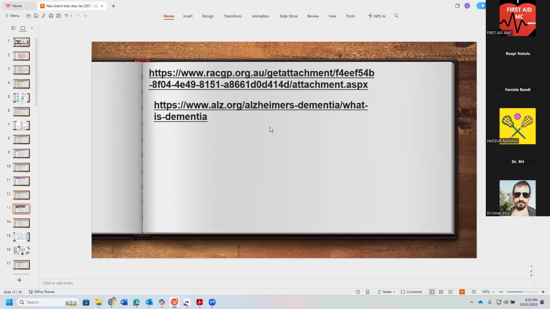Oh, Lewy body dementia. Lewy body dementia is also a type of dementia, a neurodegenerative disorder that has dementia features, plus visual hallucinations, auditory hallucinations, plus signs and symptoms of Parkinsonism as well. For example, resting tremors, bradykinesia, masked facies, shuffling gait, urinary retention. This is Lewy body dementia. I always used to remember it as Parkinsonism with dementia and hallucinations.